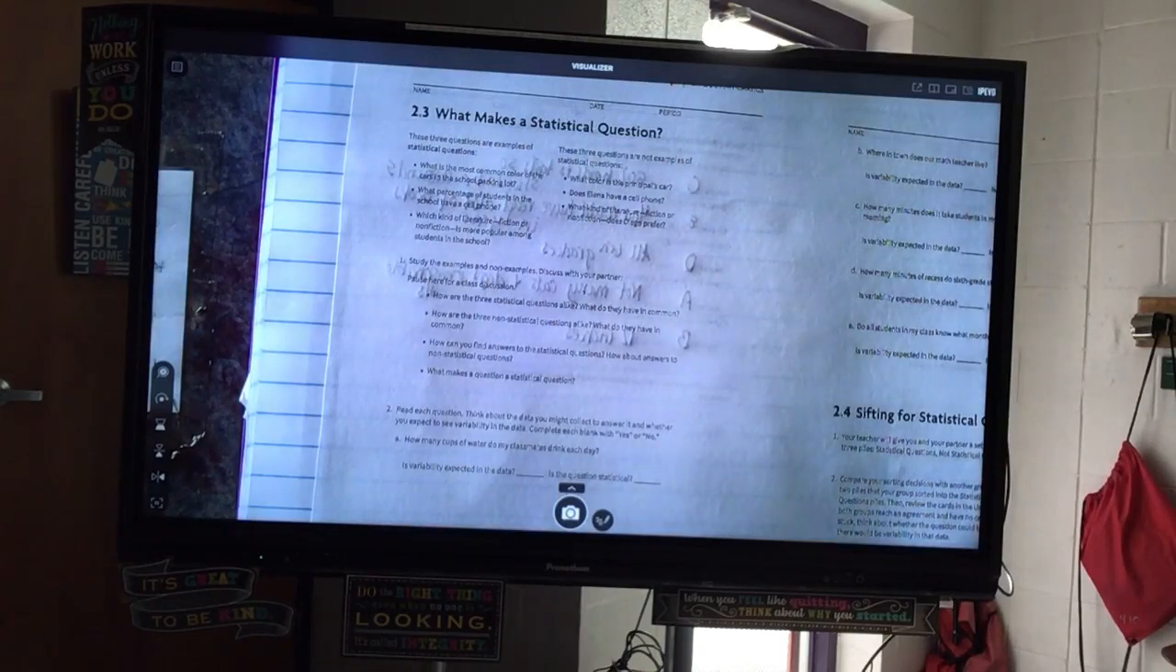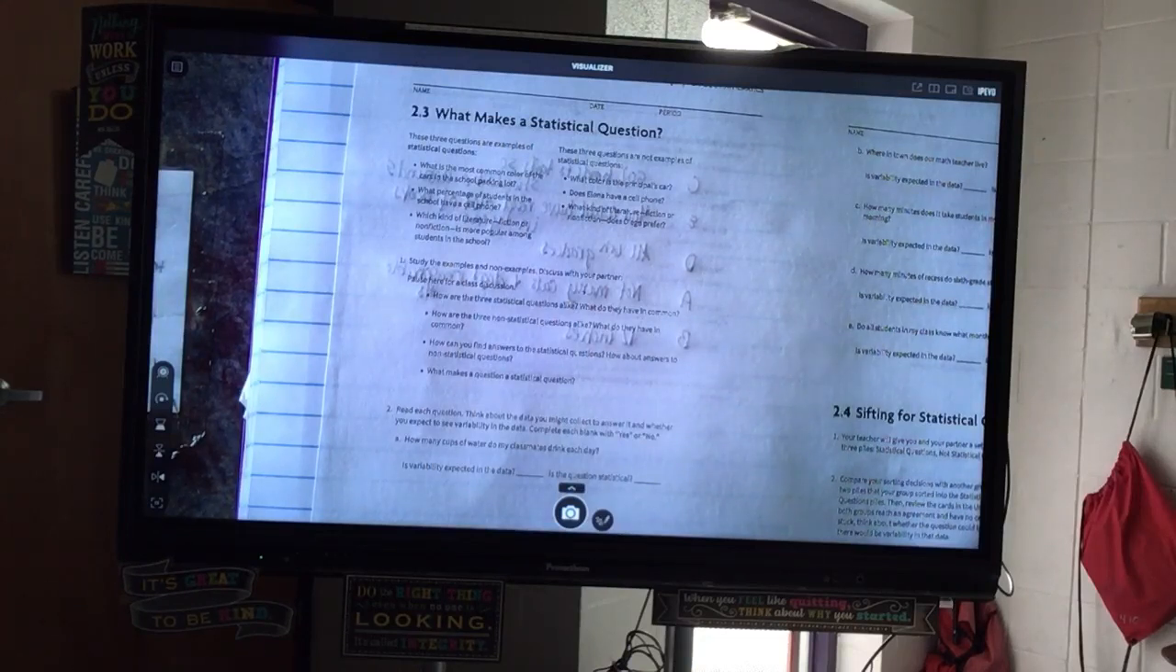And then the last one, it says what makes a question a statistical question. So hopefully by now you're getting the idea of what? It's a question that has a lot of variability. Yes. And variability also means what? Variety. So if you don't use the word variability, just understand that it means variety. You want as many possible answers as you can get.